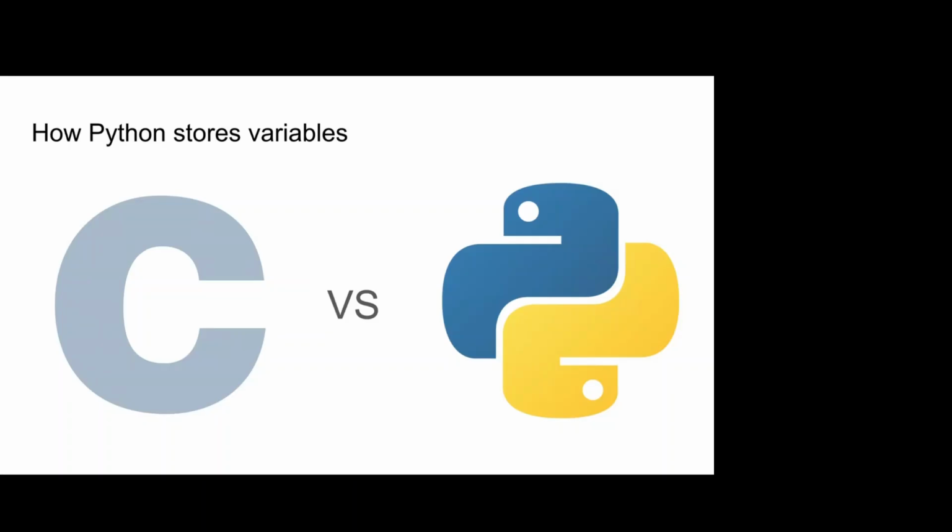So how does Python store variables? Well, in C, values are generally stored as either memory addresses to where it is in the memory, or just as values in the variable. Python, on the other hand, creates labels, which reference objects in memory rather than directly storing these values.